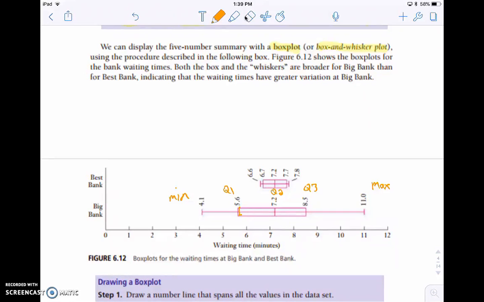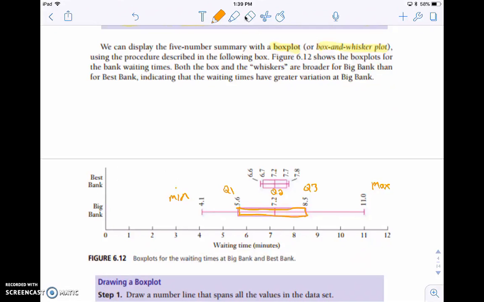So this little box right here is your quartile 1 through quartile 3. That's 50% of your data right there. So that gives us a good idea of how spread out we are. The difference there, or how wide that box is, the difference between quartile 3 and quartile 1, is also known as the interquartile range. That's used to help find outliers.